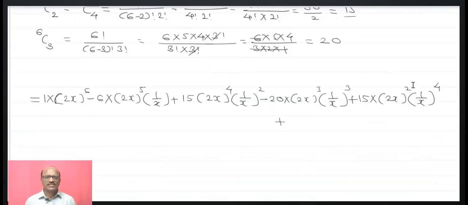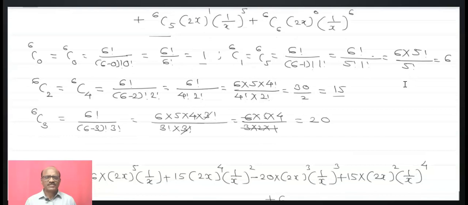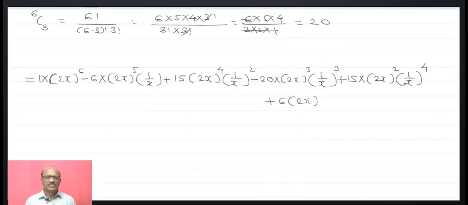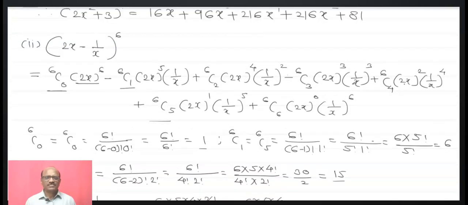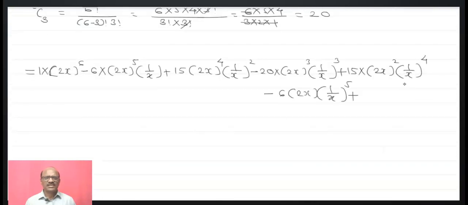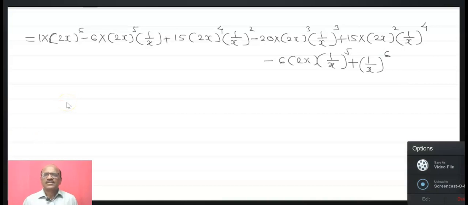And the next is 6 into 2x raised to 1, 2x raised to 1 into 1 upon x raised to 5, and the last value, that is 6 into 1. Alternate plus and minus are also there. Now I will show you. Now see this here. These are the values.